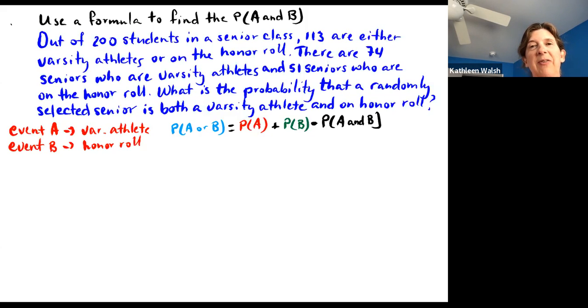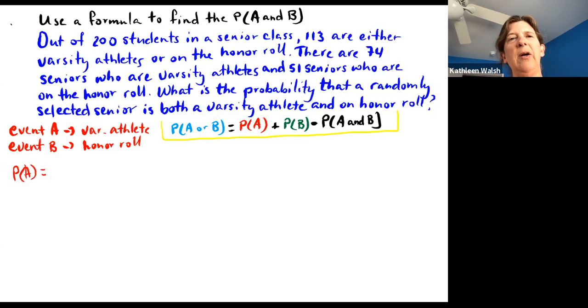There's a lot of information given in here, and we just have to think, what would be each of these components in this general formula that I have put on the page right here? We're going to decide what is the probability of A. Well, A is the varsity athlete, okay? So how many varsity athletes are there in the senior class? It tells us right here that there are 74. So there's 74 varsity athletes in the senior class, and it says right here that there's 200 students in the senior class.